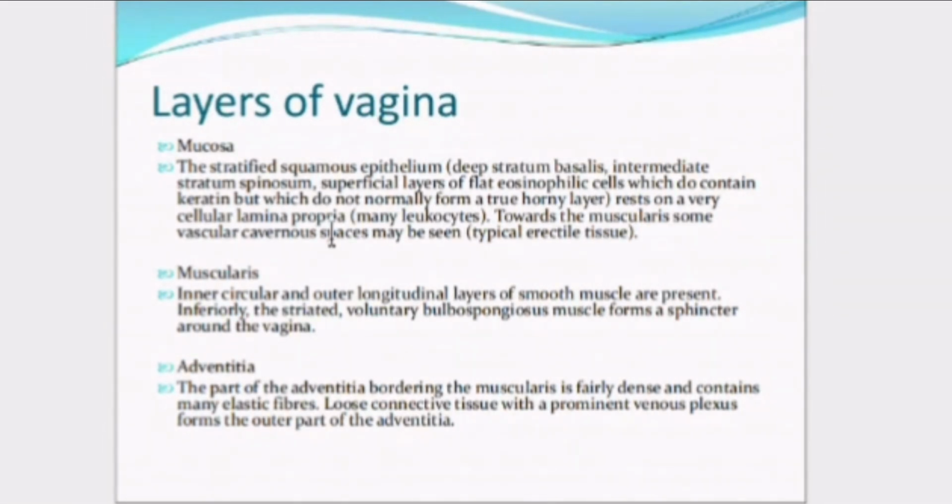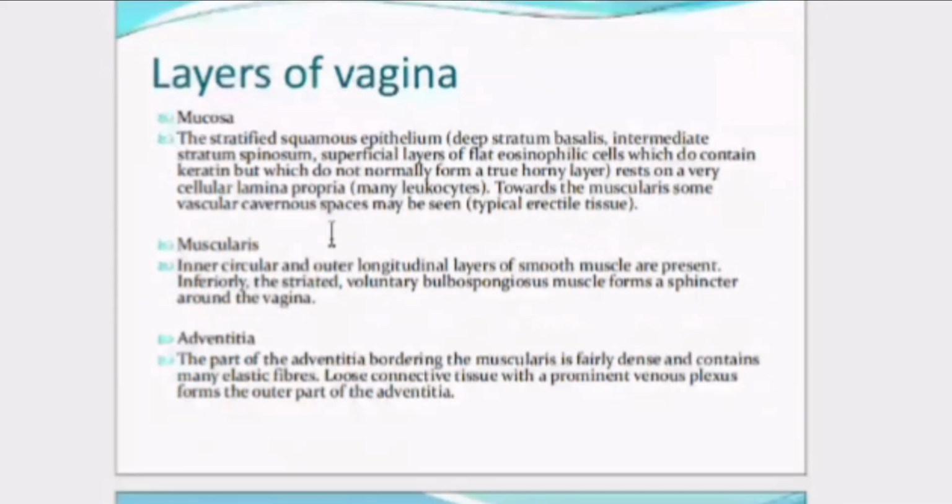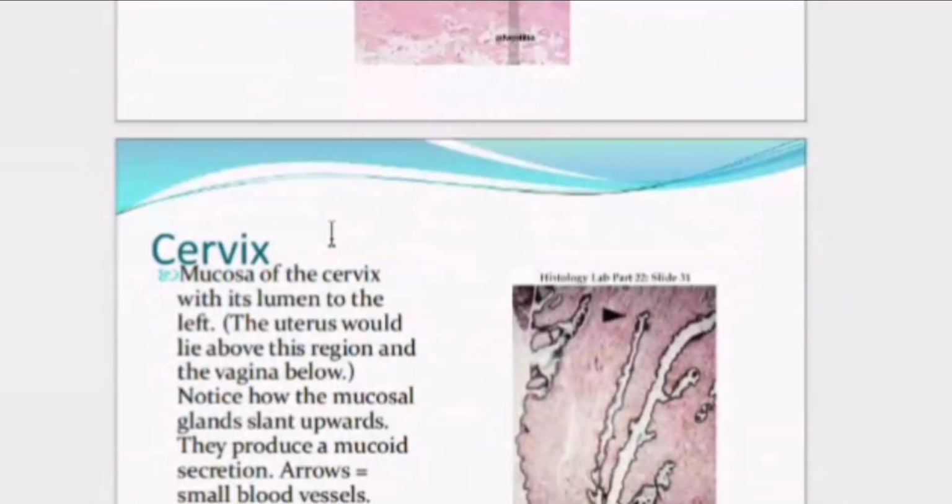The mucosa of the vagina is lined by stratified squamous epithelia. Then from there, you have the muscularis, which has an inner circular and an outer longitudinal layer of smooth muscle. And then the outer layer is formed by adventitia.